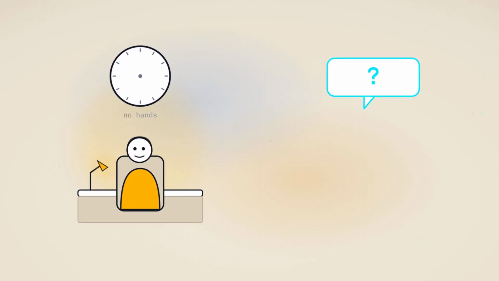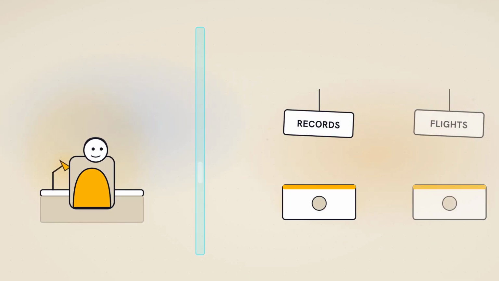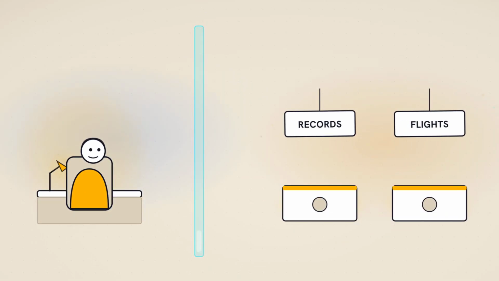Ask a chatbot what time it is. It can't really tell you. It has no clock to check. So how does an AI check a real order or book an actual flight? It has to reach outside itself.